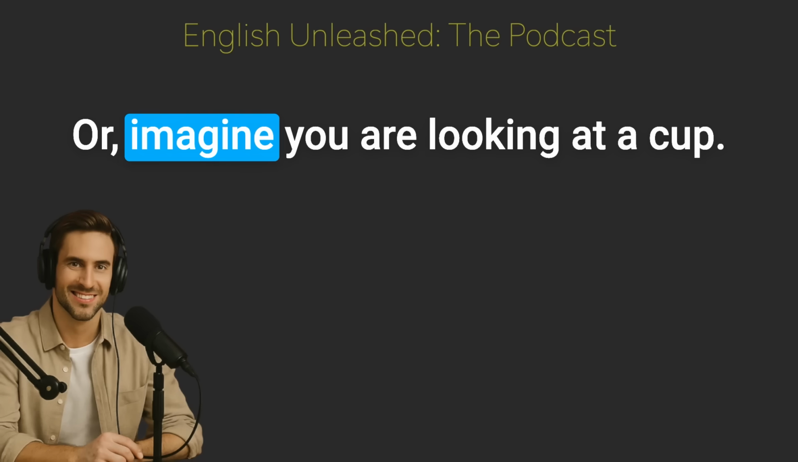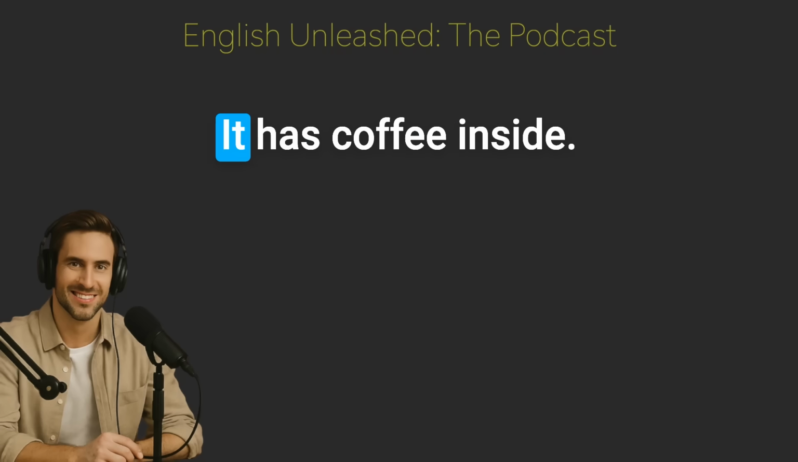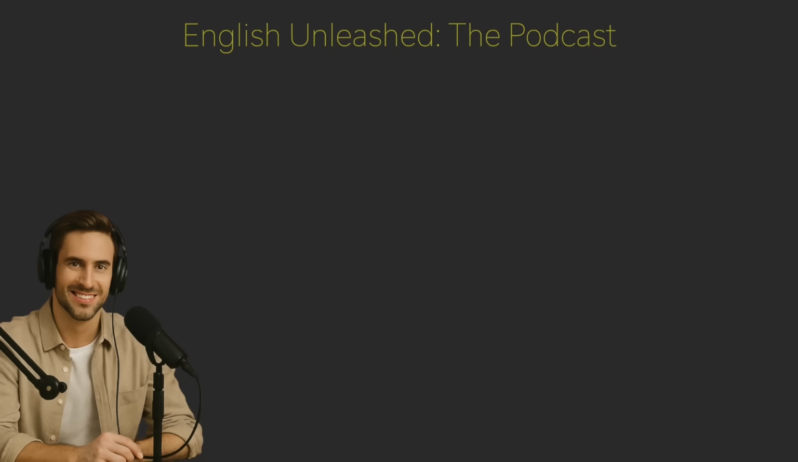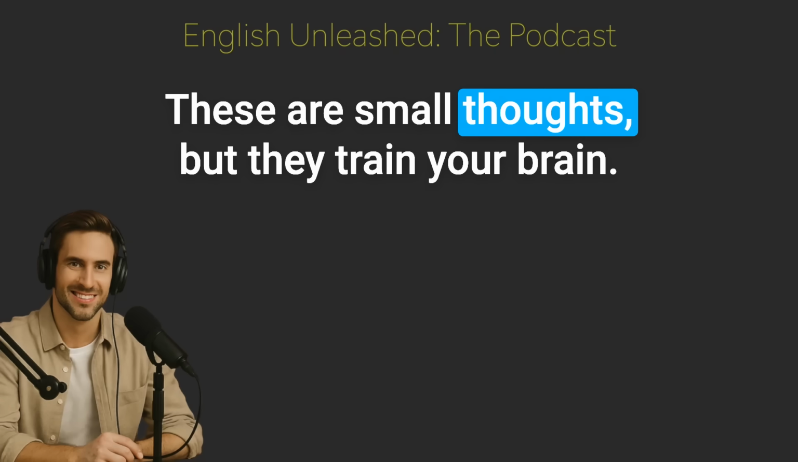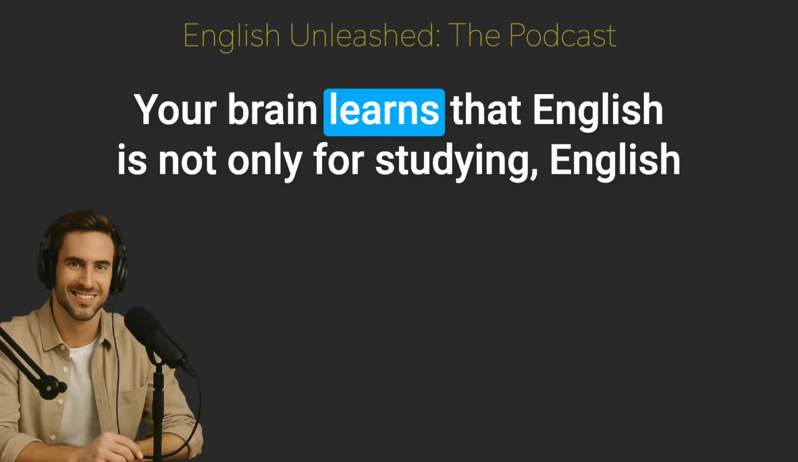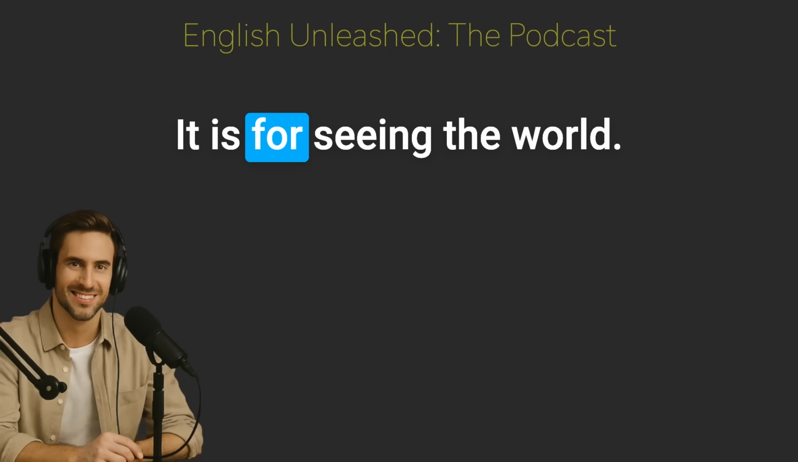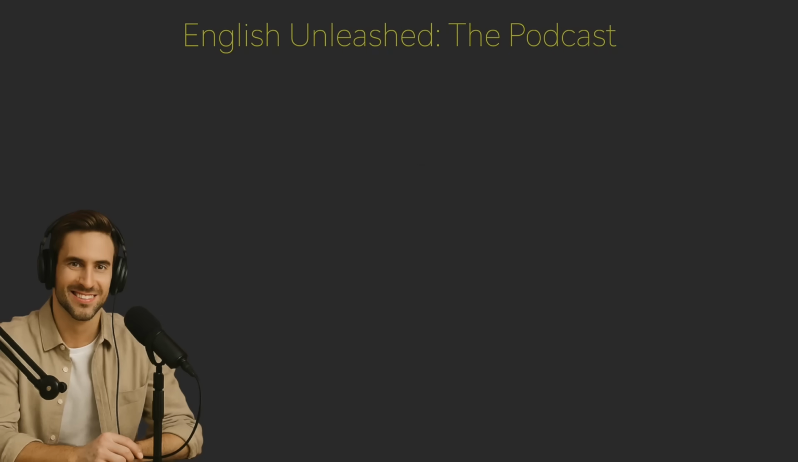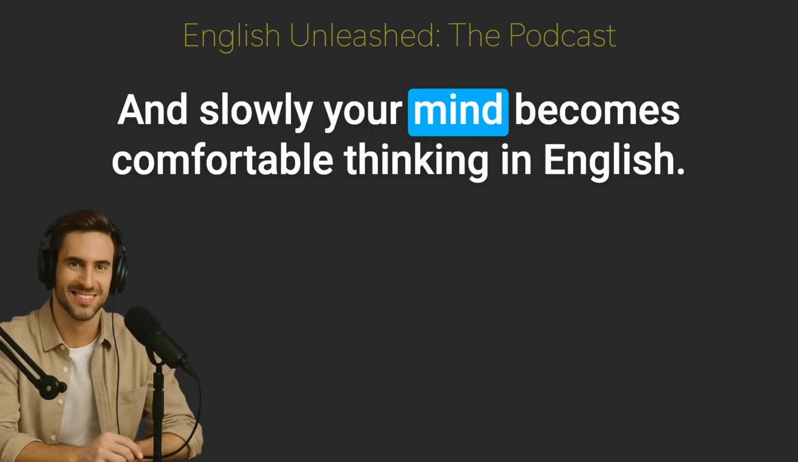Or imagine you are looking at a cup. This cup is white. It has coffee inside. The coffee smells strong. These are small thoughts, but they train your brain. Your brain learns that English is not only for studying, English is for observing the world. It is for seeing the world. You begin describing your life in English, and slowly your mind becomes comfortable thinking in English.